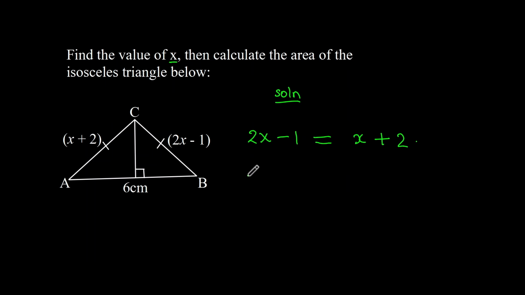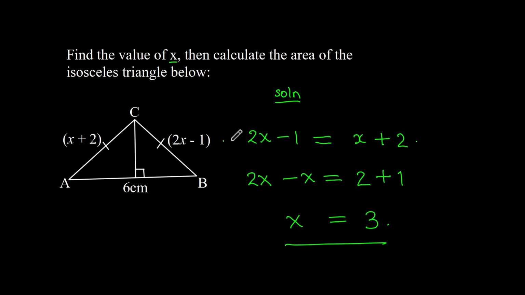So bringing x to the left hand side, we have 2x minus x equals, you are left with 2 from the right hand side, and also bring negative 1 to the right hand side, changing to positive 1. Then simplifying the left hand side, 2x minus x, we get x, and we equate it to 2 plus 1, which is 3. So this is the solution for the value of x.